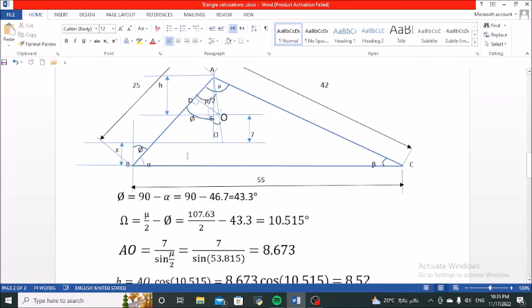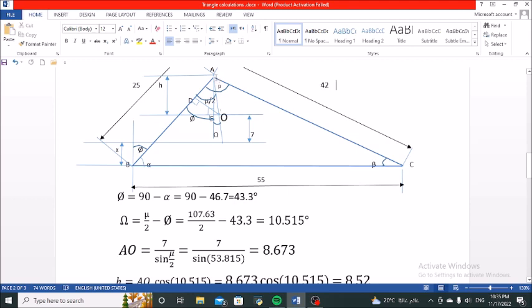So the angle omega can be obtained by subtracting psi from mu over 2. So omega equals mu over 2, which as calculated is 107.63 over 2, minus 43.3, which is the angle psi obtained here. So omega came out to be 10.515 degrees.